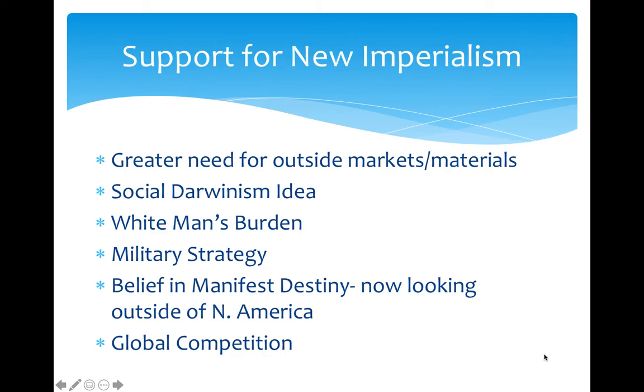Then you also have support of new imperialistic ideologies that make us start thinking outside of America. I would write these down. These are going to be pretty important on the test. There's this greater need for outside markets and materials because again, with an agrarian society, you don't need a lot of materials outside of your country because you're satisfied with the status quo, conservatism, so to speak. But with this globalism, this global market, you're going to need more markets for your goods to sell your goods to other countries, but also their goods as well, materials.